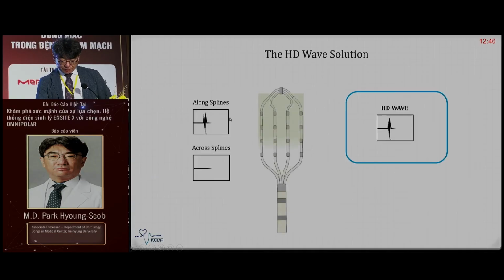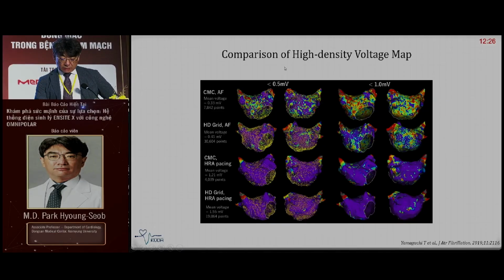propagation. When the wavefront is along the splines, there is a high voltage, and when there is a wavefront across the splines, there is a low voltage in the usual situation. But the HD Wave solution gives us high voltage even though the wavefront is parallel to the catheter orientation. This is the voltage map with the HD Grid and HD Wave solution, and this is the voltage map with the circular mapping catheter without the HD Wave solution.